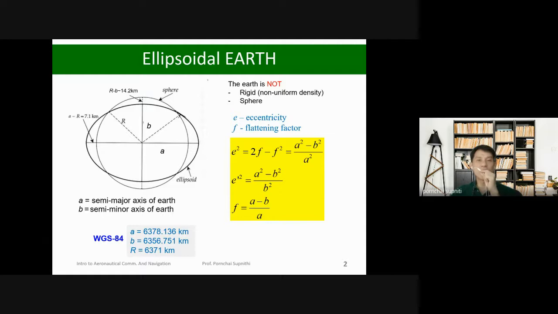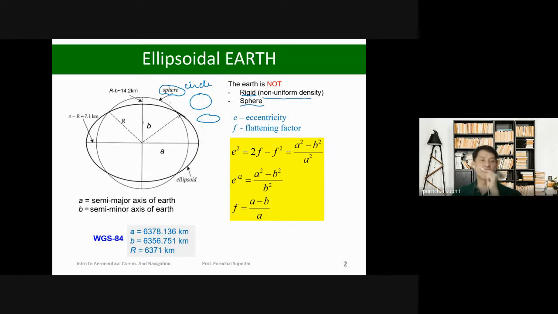When we consider our Earth, the very ideal look is always a sphere, which is like a circle, right? But in fact, our Earth is not a sphere. It's more like an ellipse. Circle is like this, but elliptical is like this. And in addition, the Earth is also not rigid, meaning that at each spot on Earth, it doesn't have a uniform density.